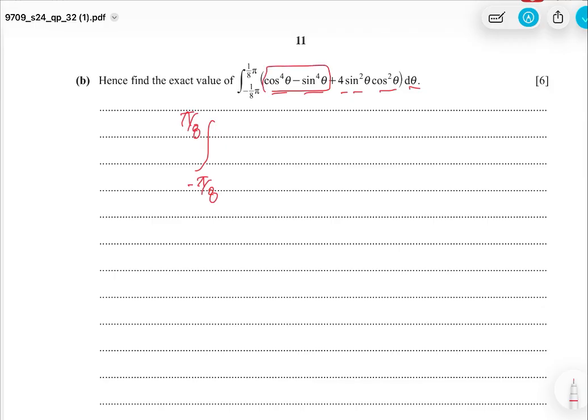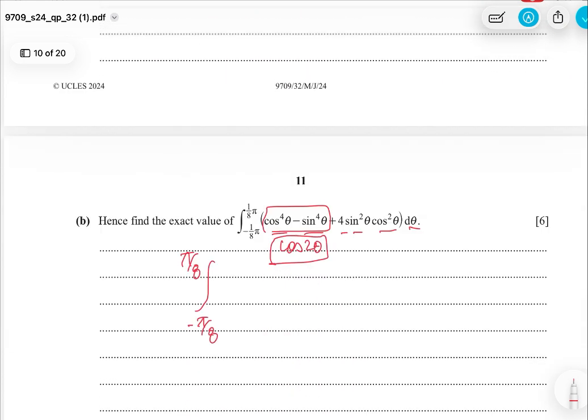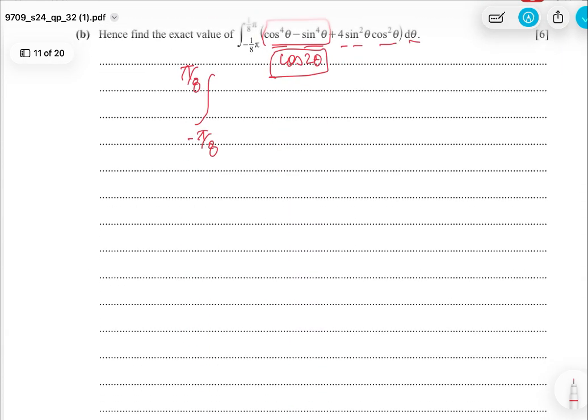Can I write instead of this cos 2 theta? Can I write it? Yes, we can write it. Cos 2 theta. Very good. Now listen. This would be cos 2 theta plus 4 sine square theta cos square theta d theta. This problem is solved. We can integrate it easily. What is the integration of cos 2 theta? Yes, shout with me. 1 by 2 sine 2 theta. Yes or no? Yes. Very good.